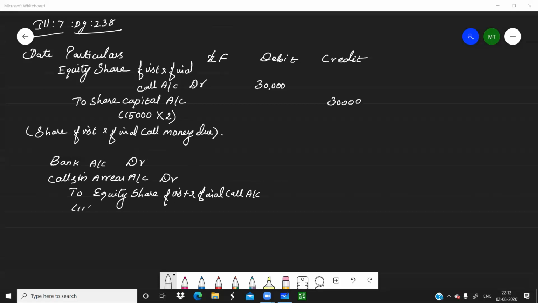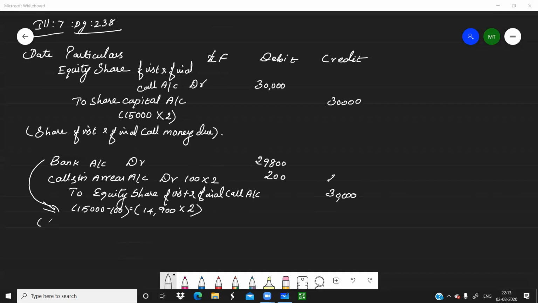So 15,000 minus 100 is equal to 14,900 into how much ma? 2 rupees. So 14,900 into 2, how much? 29,800. So next calls in arrear how much ma? 100 shares into 2 rupees. So 200 rupees. Okay, debit balance. So the credit balance is how much? 15,000 into 2, 30,000. That's all.